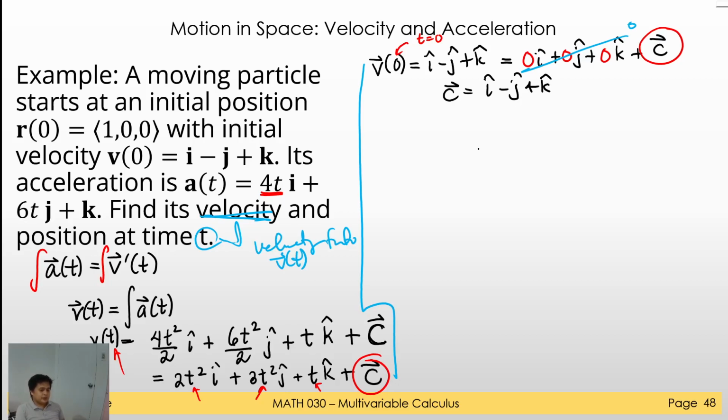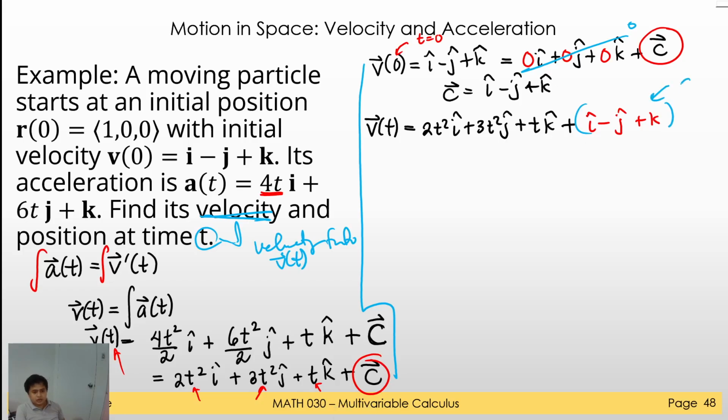So what can we do here? What we can do is to substitute this back. So we will now substitute this back to our original problem. So your vector valued function of your velocity is equal to 2t squared i plus 3t squared j plus t k and then plus the c, which here is i minus j plus k. So this basically is your c vector.